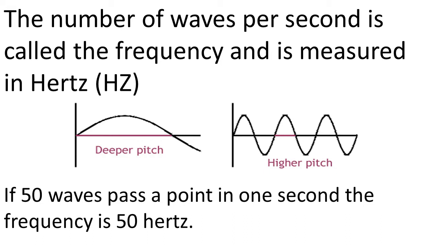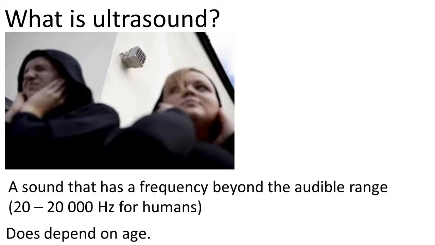Now, let's get to the point of this presentation, which is ultrasound. There are sounds that a human being cannot hear, because it's outside the audible range of frequency. For humans, that's about 20 to 20,000 hertz. Now think about it, that's 20,000 waves per second. Of course, sounds like a really, really high frequency. Anything beyond that, and we can't hear it.